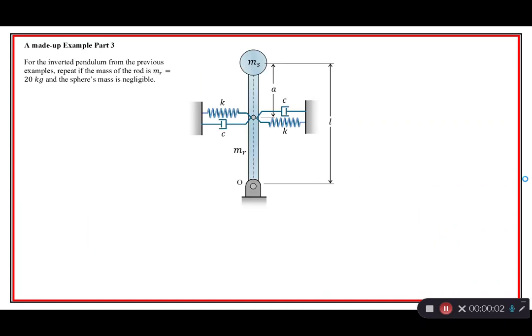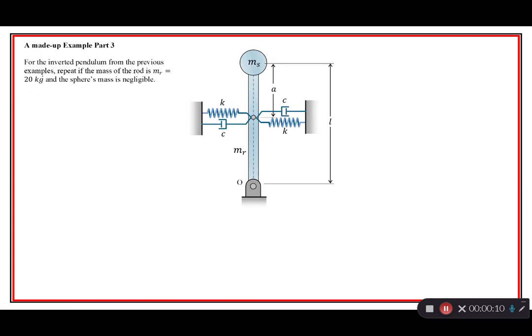Okay, one more video, I think. So here's another part 3 of that example. I decided to make the rod 20. The rod is now 20 kilograms, but the mass is ignored. Not a big difference, but some.